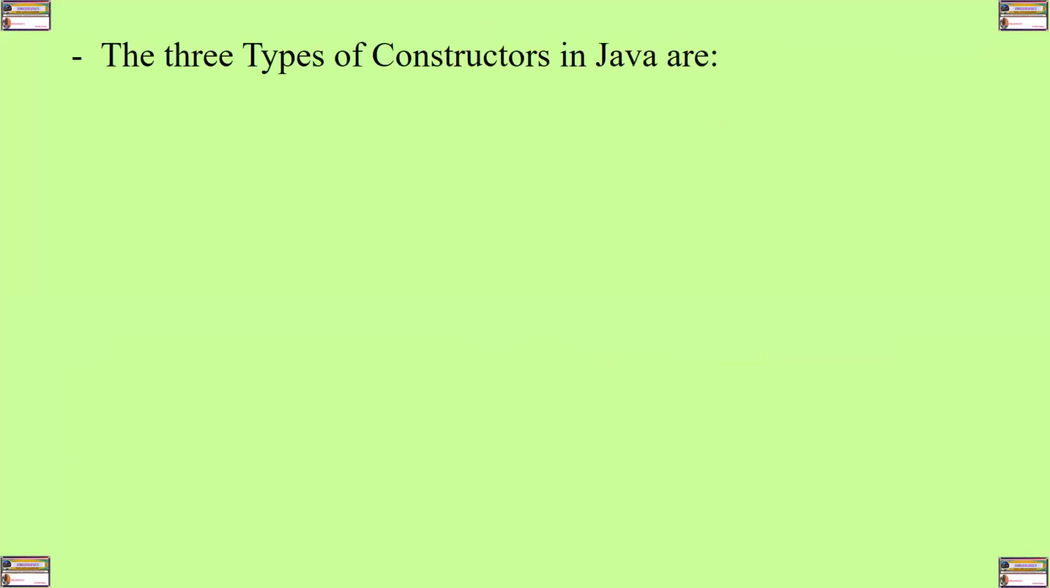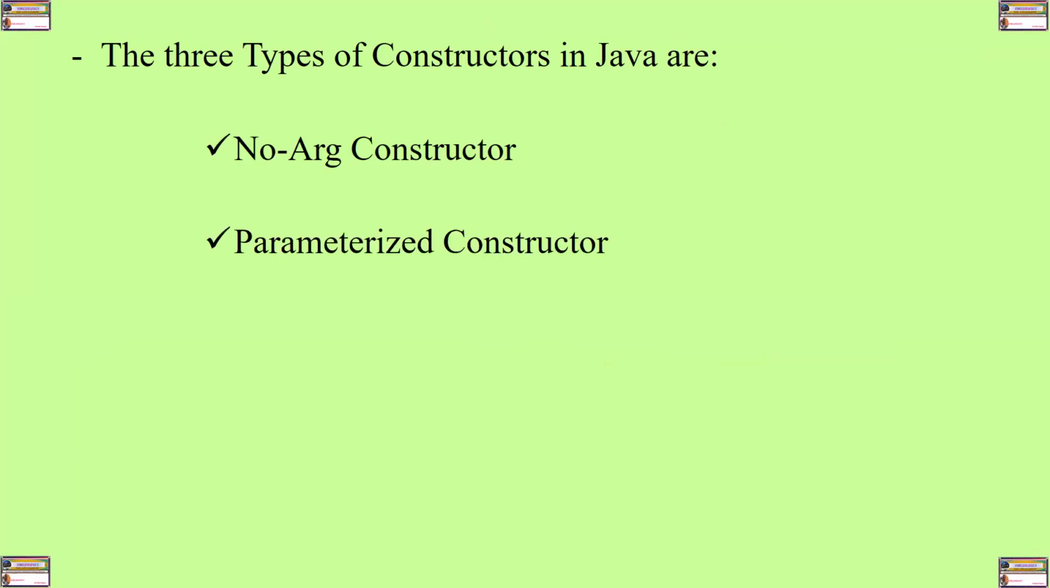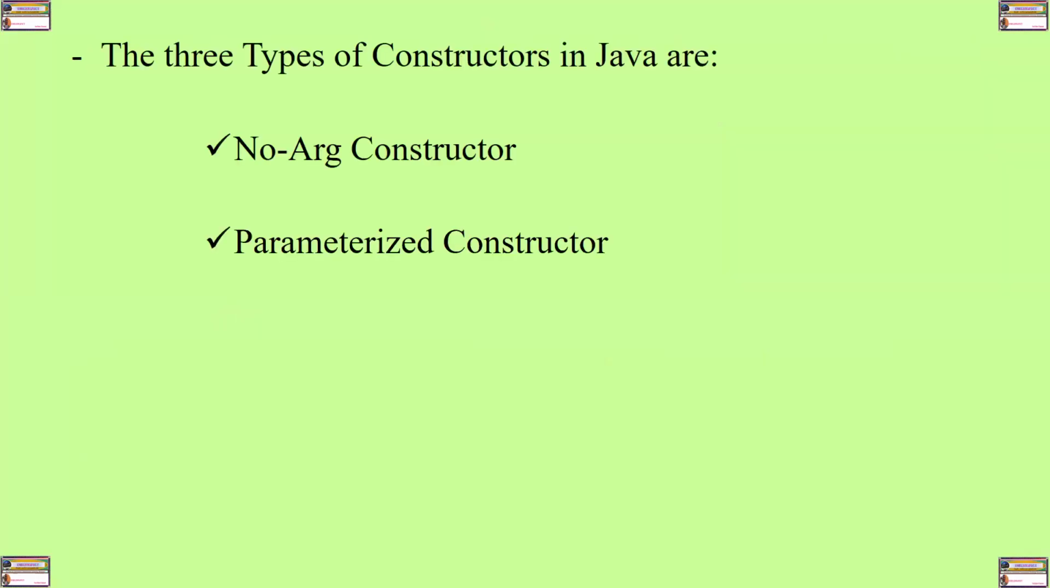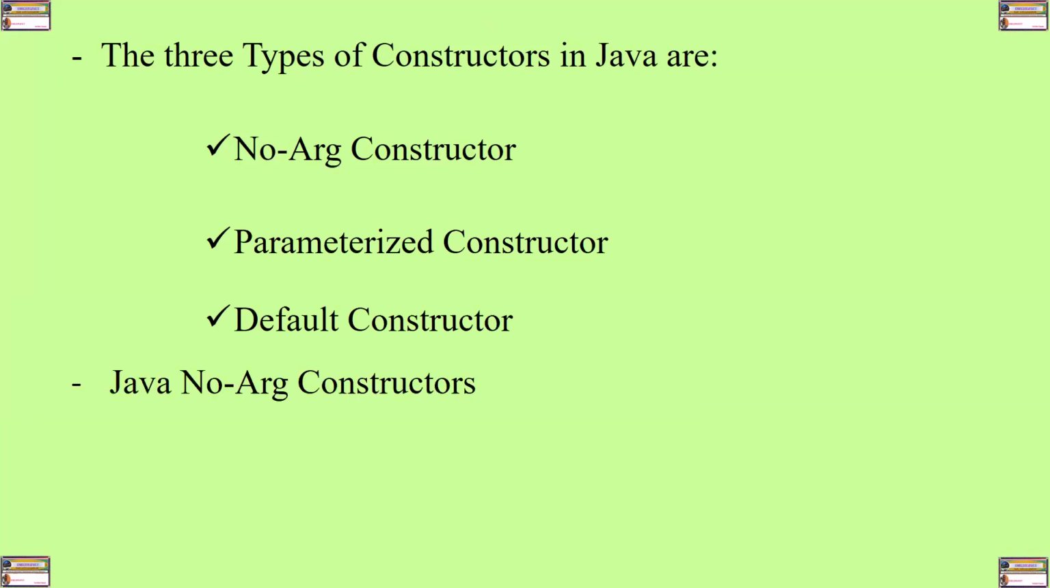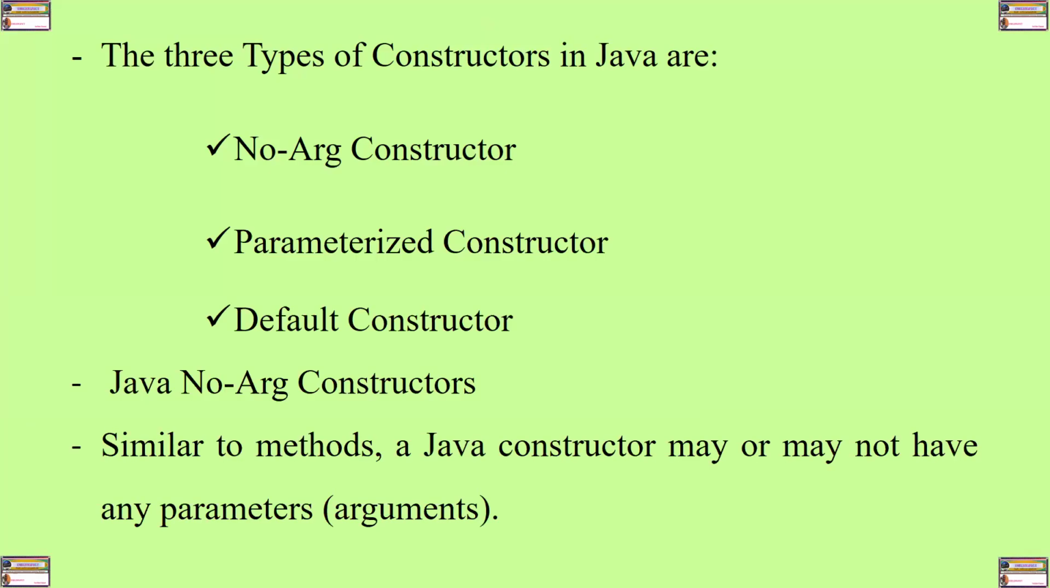Therefore, the three types of constructors in Java are the no-argument constructor, the parameterized constructor, and the default constructor. What's the difference between these? Let's look at each of them one at a time. We begin with Java no-argument constructors.